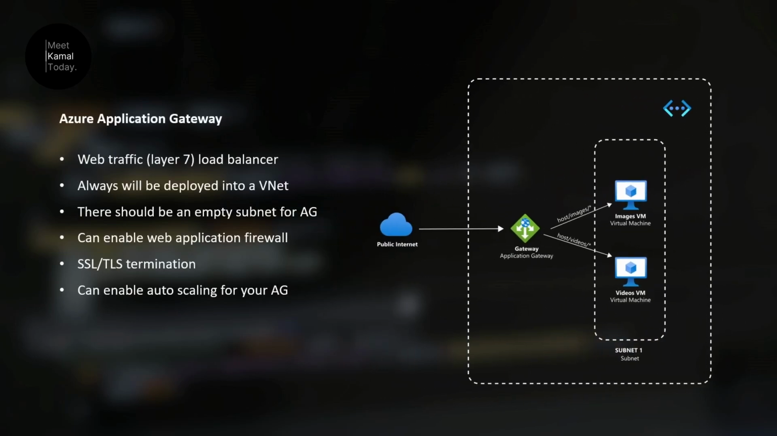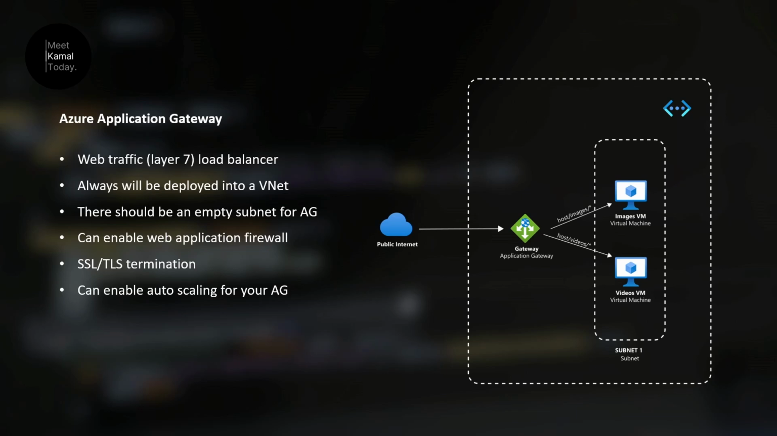There are a few things that you should understand when you work with application gateway. This is a web traffic load balancer. That's why it is called a layer 7 load balancer as well. And this will always be deployed inside of a virtual network. And as I said before, there should be an empty subnet for deploying this application gateway. And there are a few tiers of deployment. You can deploy this to the standard or web application firewall tier. If you want to use web application firewall features, you can go with that option.